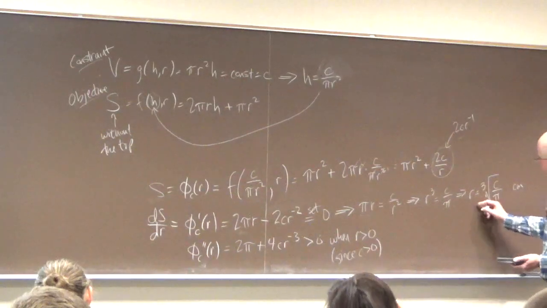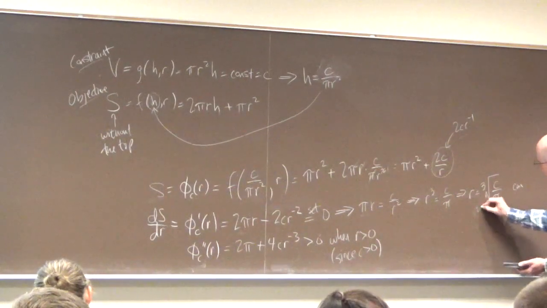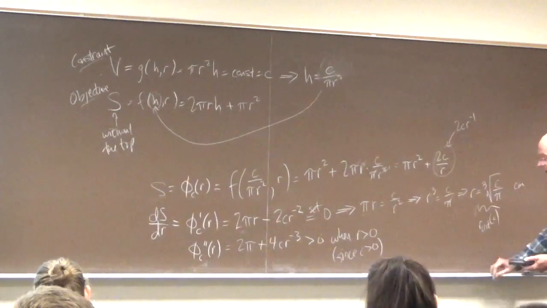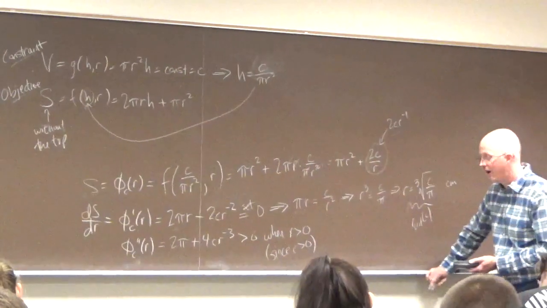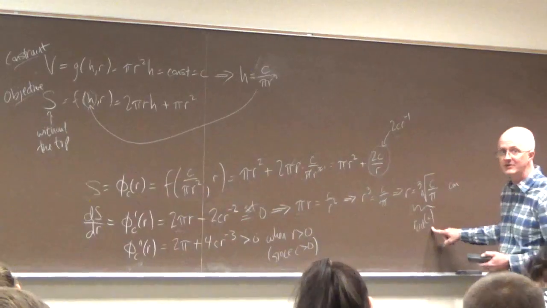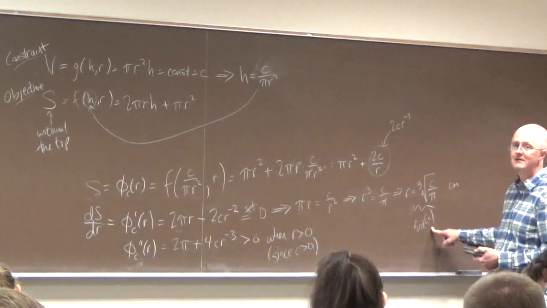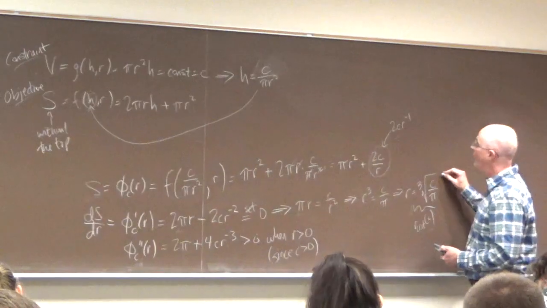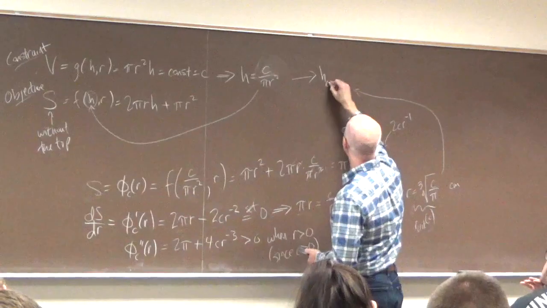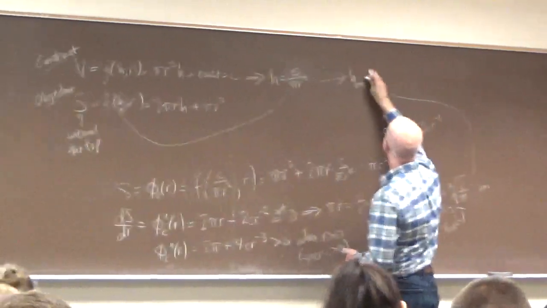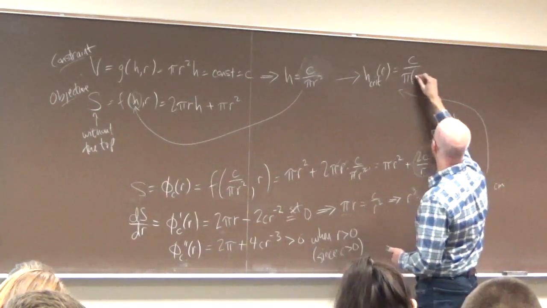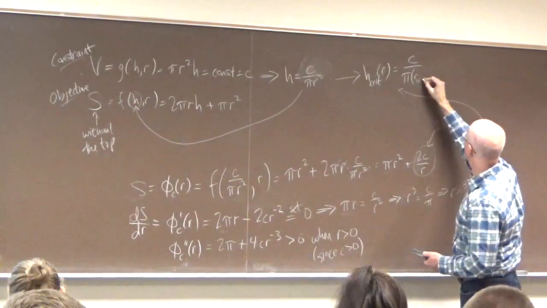So this is the critical value of r. I could call this r crit if I preferred. I could even emphasize it depends on c by calling it a function of c. All I'm doing there is just emphasizing that it does depend on c. And I could think of it as a function of c if I wanted to, and I do want to often. To find the corresponding critical value of h, h crit of c, say, is going to be c over pi r squared, where you plug in r crit for r.